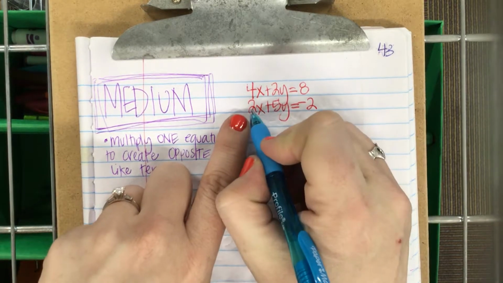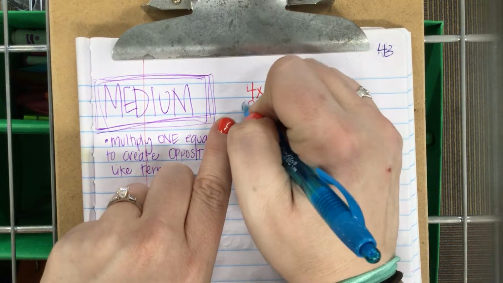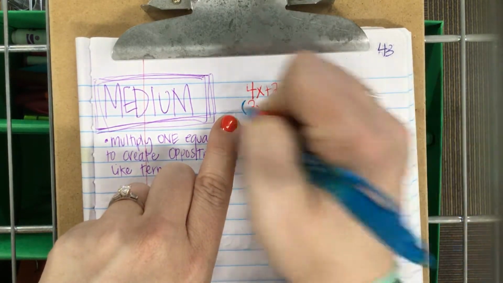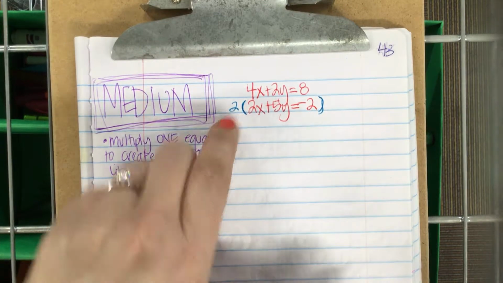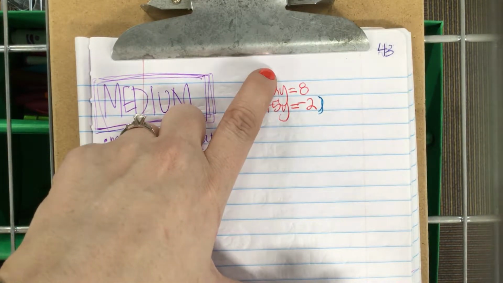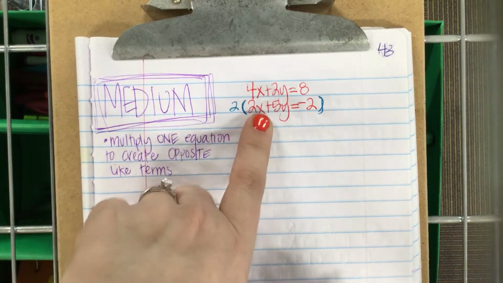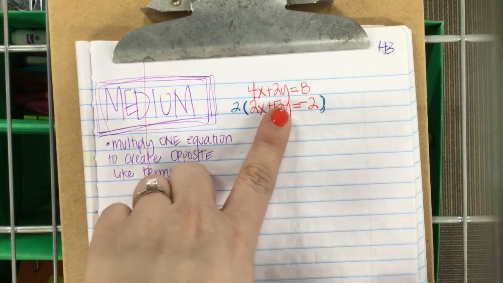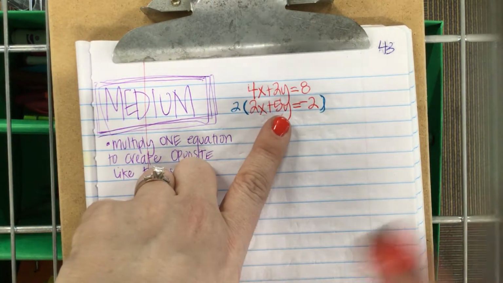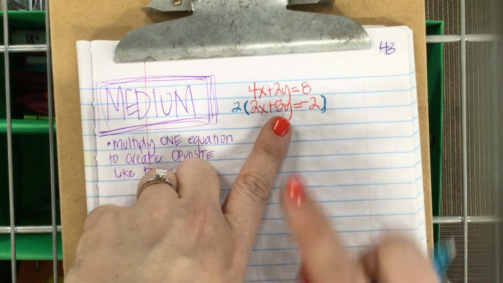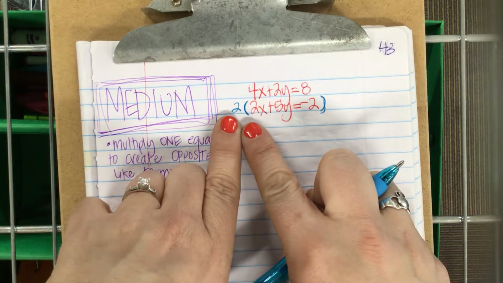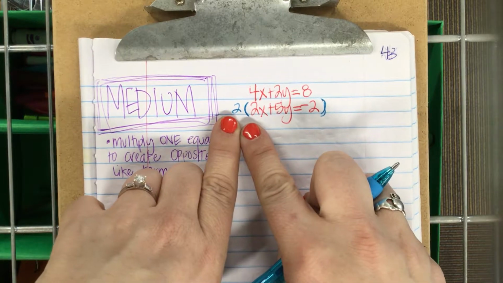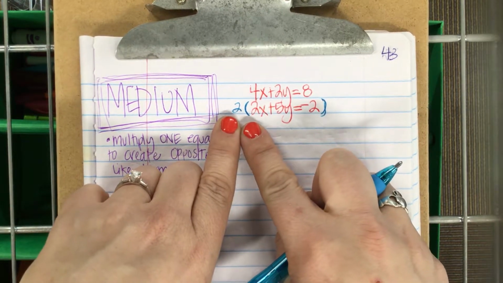Perfect. If I take this bottom equation and I multiply it by 2, I have a 4x and a 4x. And will it be easy to cancel out 4x and 4x? Some of you are going to say, Mrs. Long, I can do something else. I can multiply by negative 2. And that's fine. Either one works.